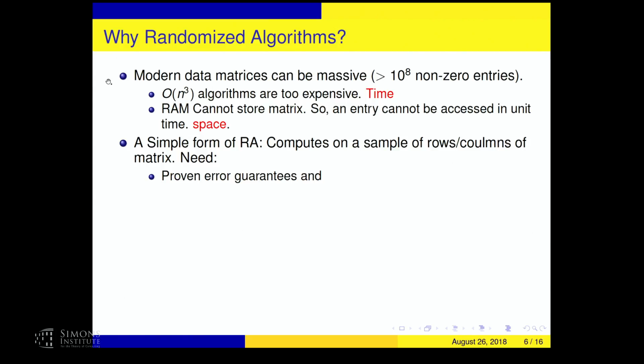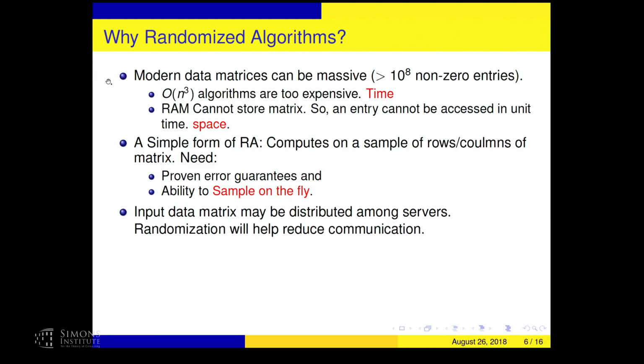But I can't just say that. I want to prove theorems that say converge, or error is such and such. Also, the sampling should be doable without a lot of work. Okay, we can do all kinds of importance sampling where we compute a lot before sampling, but we want to avoid that if possible. Input data matrix may be distributed among servers. This I won't say much about. Other talks might, potentially.